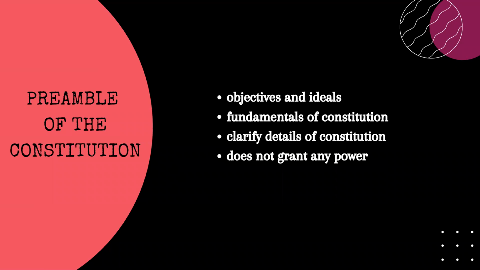This sets out the objectives and ideals of the Constitution. The purpose of the preamble is to clarify who has made the Constitution, what is its source, and what is the ultimate sanction behind it. What is the nature of the polity which is sought to be established by the Constitution, and what are its goals and objectives? The preamble does not grant any power, but it gives a direction and purpose to the Constitution. It outlines the objectives of the whole Constitution, and the preamble contains the fundamentals of the Constitution.